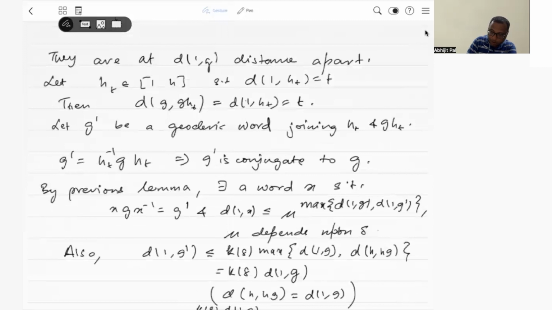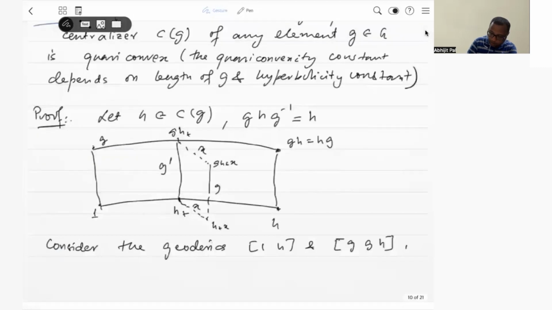Now let us take a point h_t in the geodesic joining 1 to h, such that the distance between 1 and h_t is equal to t. If I take this point g h_t, then the distance between g and g h_t is equal to the distance between 1 and h_t, which is equal to t. So h_t, I have taken this point to be here, and g h_t will lie in this geodesic.